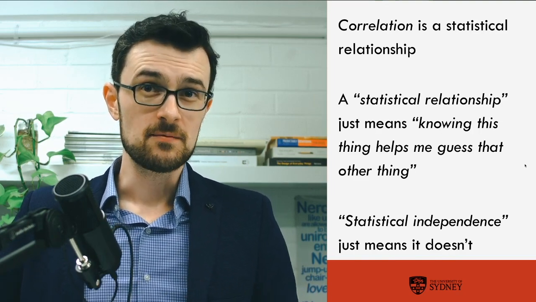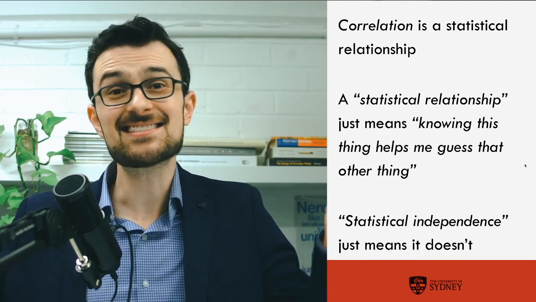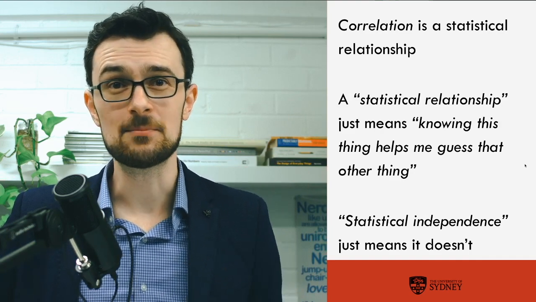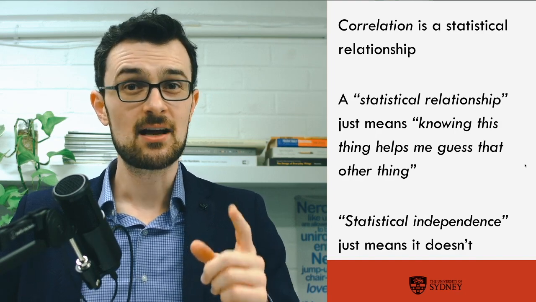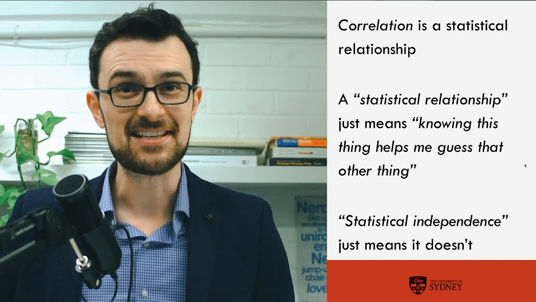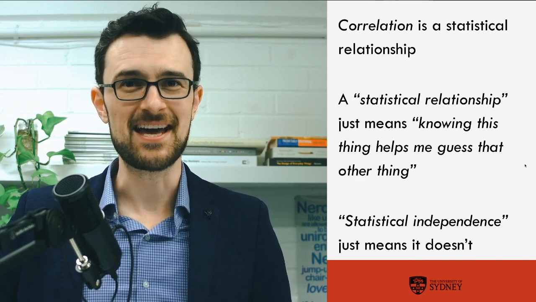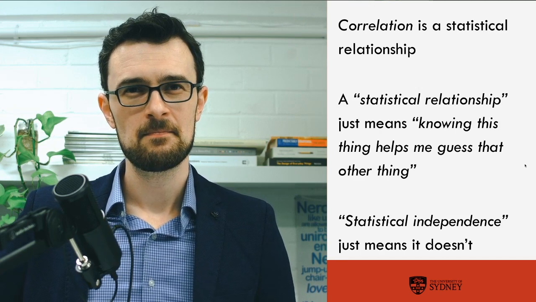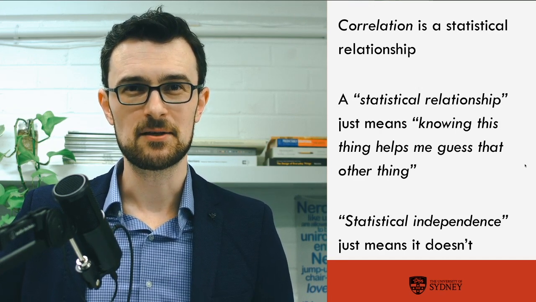The opposite of a statistical relationship, statistical independence, just means it doesn't help you. If I know someone's eye color, that doesn't tell me anything about their grades. If I know someone's country of origin, that doesn't tell me anything about their grades. Really, it doesn't. We're proud of that. If I know someone's name, it hopefully doesn't tell me anything about their grades.